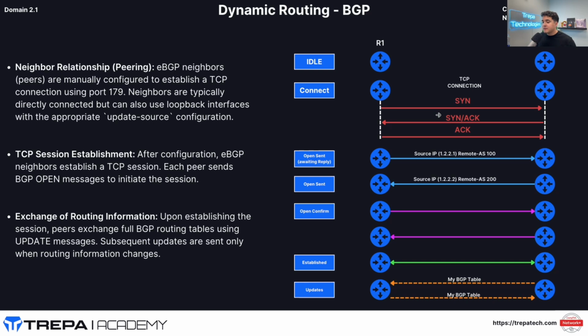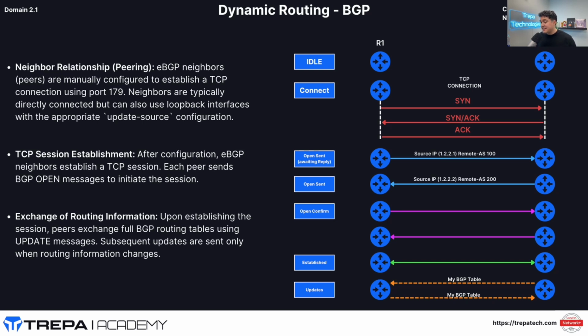Okay, so BGP. It has a few steps in establishing a BGP connection. First is going to be that neighbor relationship. That neighbor relationship is unique for each routing protocol, but each routing protocol has to establish routing neighbors. Here's how BGP does it. eBGP neighbors or peers are manually configured to establish a TCP connection using port 179. Neighbors are typically directly connected, but can also use loopback interfaces with the appropriate update source configuration. What we're saying here is that we establish BGP neighbors using TCP.